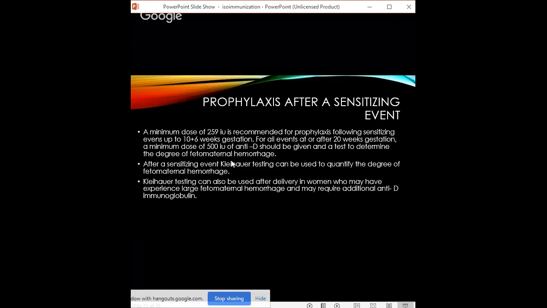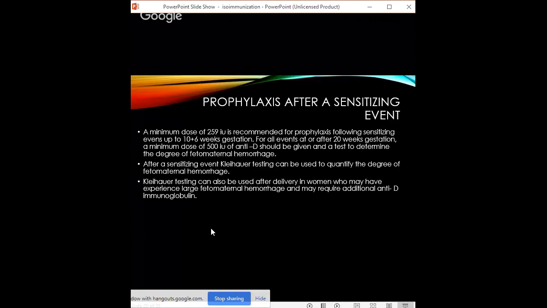So for prophylaxis after a sensitizing event, a minimum dose of 250 international units is recommended following a sensitizing event up to 10 weeks plus 6 days gestation. For all events at or after 20 weeks gestation, a minimum of 500 international units of anti-D should be given. And the test is to determine the degree of fetal maternal hemorrhage. I think that you have made a mistake here.